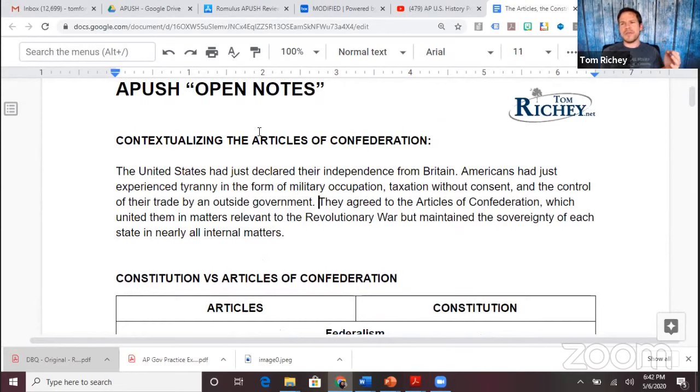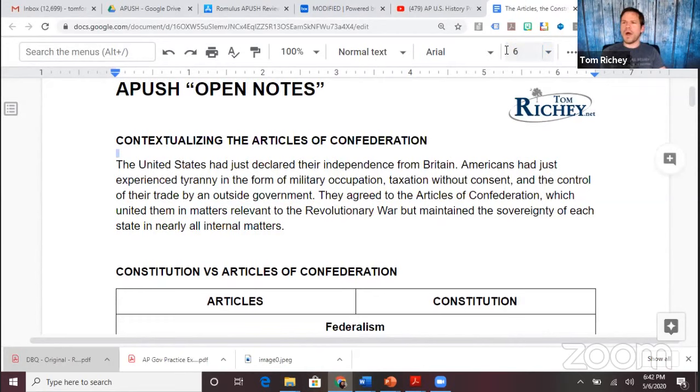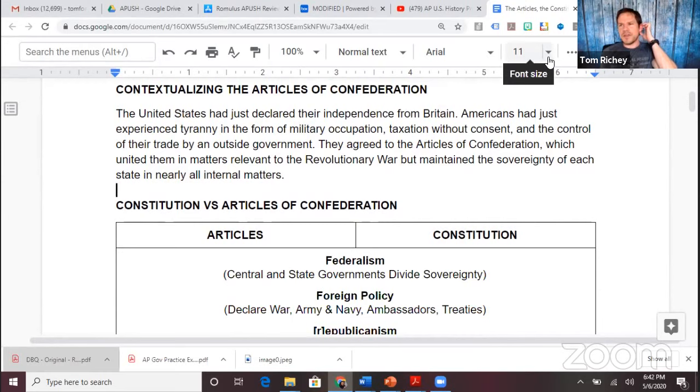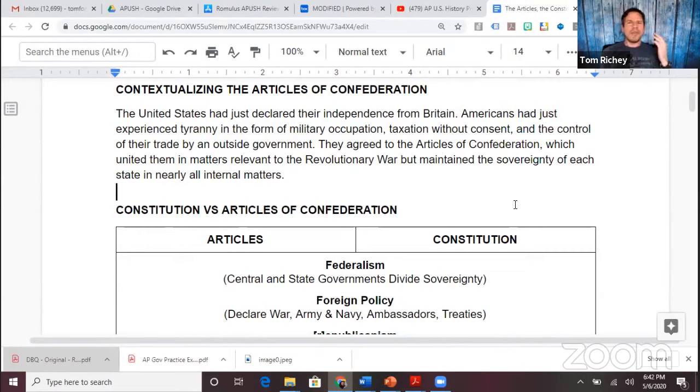Now notice what I'm doing here, that when we're thinking about contextualization, it's asking, where did the Articles come from? What is it that's really behind the Articles? Why would they not give this new government the power to tax? Because that really does seem kind of odd, to create a government that doesn't have taxation power. So we want to understand that this is the context of American independence from Britain.